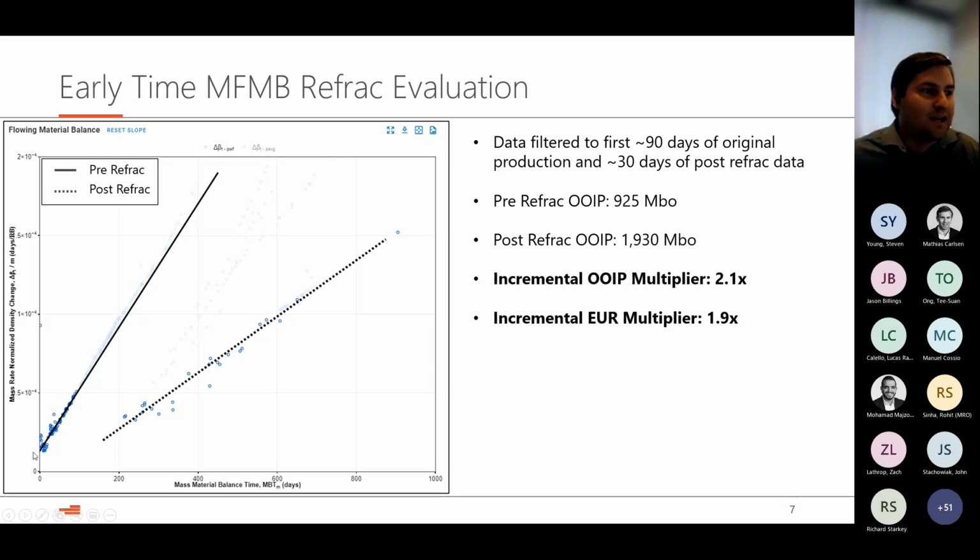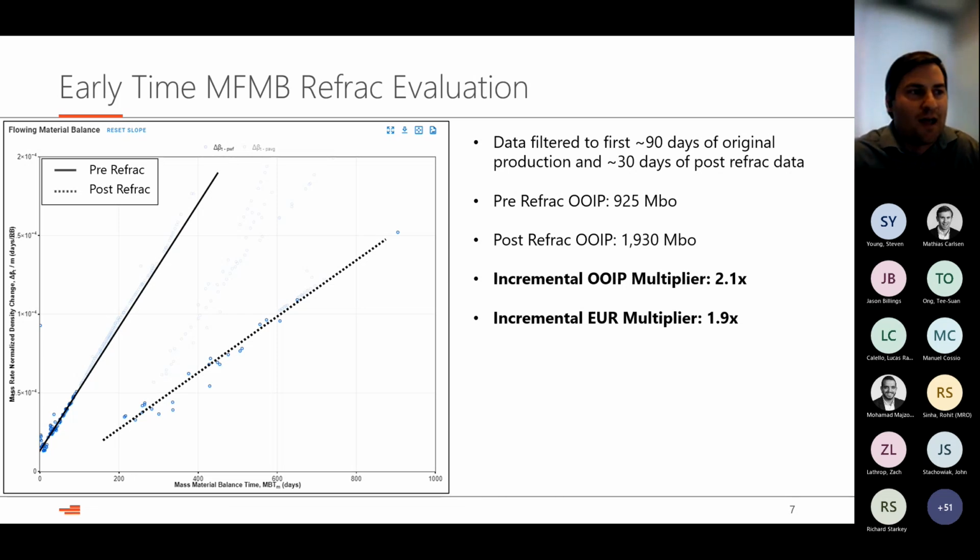So I'm looking at the first 90 days here of the original IP of the well and comparing it to the first 30 days of refrac information, and seeing something that makes largely good sense with what I saw last time. So I'm seeing early on in the life of that well, I saw 925 MBO from the slope of the original line. Post refrac, I'm seeing about 1.9 MBO. And so an incremental multiplier of 2.1. So once again, pretty well in that ballpark of what my results were from the actual forecasted DCA EURs.